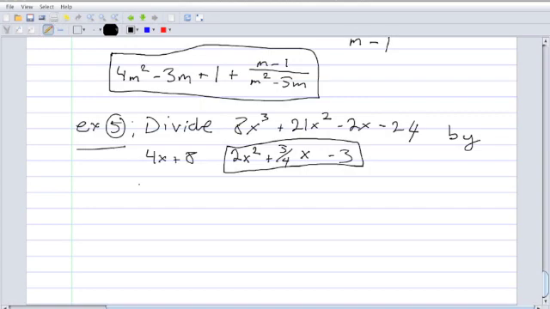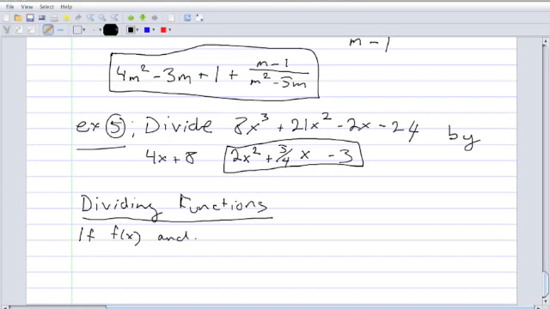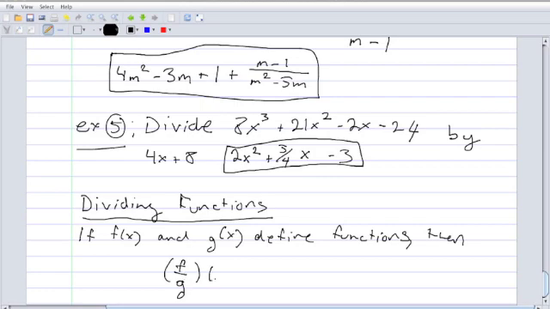This is dividing functions. If f of x and g of x define functions, then this symbol here, f over g of x, all this means is f of x divided by g of x. Okay?